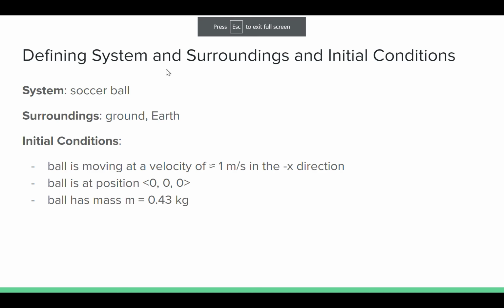For this experiment, we defined the system and surroundings and the initial conditions. For the system, it was a soccer ball. The surroundings of the system are the ground and the earth. And for our initial conditions, as shown in the GlowScript, the ball is moving at a velocity of approximately 1 meter per second in the negative x direction, and the ball is initially at position 0, 0, 0, and it has a mass of 0.43 kilograms.